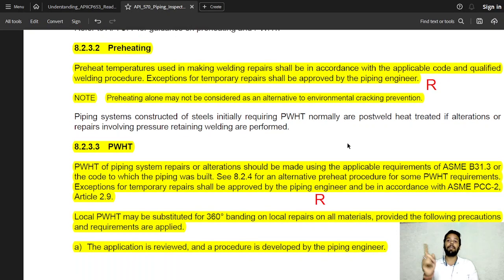Preheating is heating the plate or the base metal before actual welding is done. This is generally done to minimize heat affected zone and to generally decrease the temperature gradient between the environmental condition and the base metal so that it will take a prolonged time for the weldment to cool down. The preheat temperatures used for making welding repairs shall be in accordance with the applicable code and qualified welding procedure. The exceptions for the temporary repair shall be approved by the piping engineer.